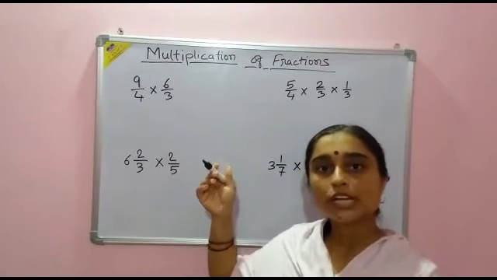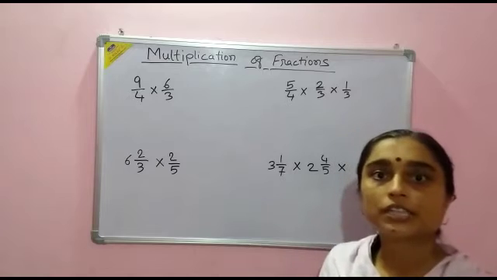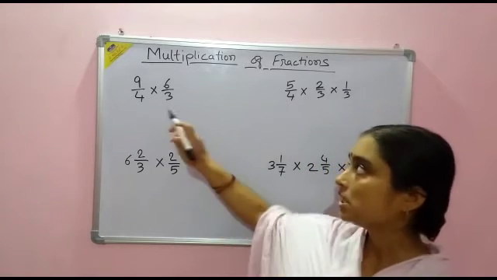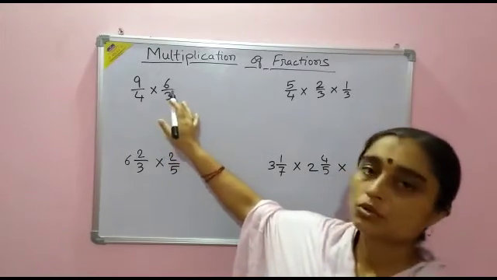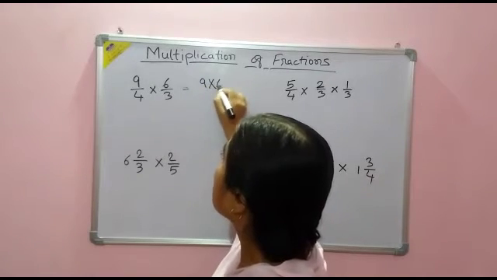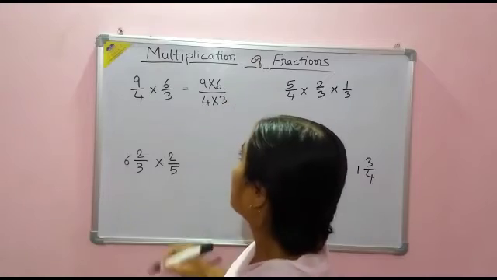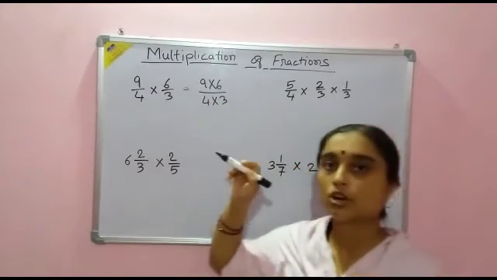Now we will know how to multiply fractions with fractions. In the last video we learned how to multiply whole numbers and fractions. See how we will multiply fractions with fractions. Whenever it is like this, you write it in this way: is equal to 9 into 6, all the numerators on the top and the denominators in the denominator. Okay? Now see if any cancellation is possible or not.